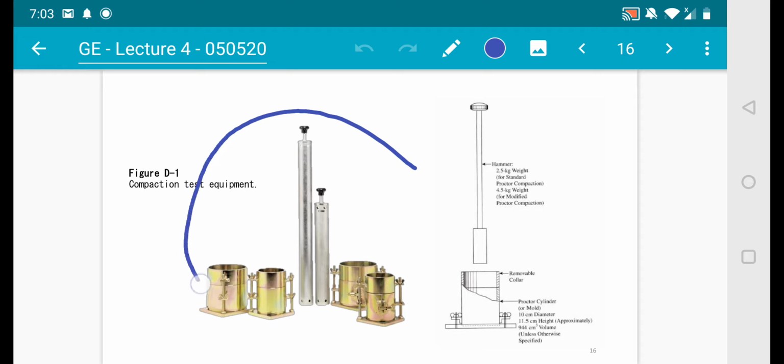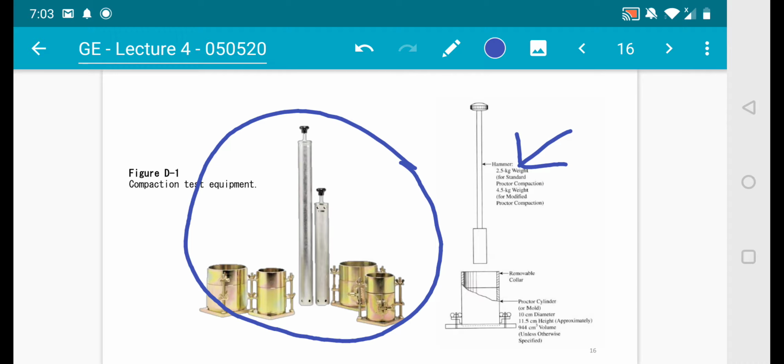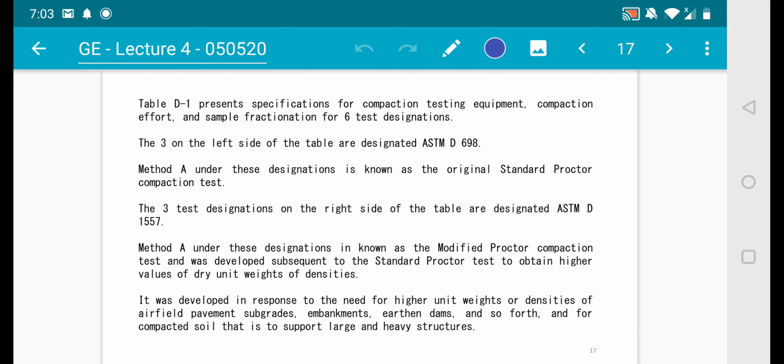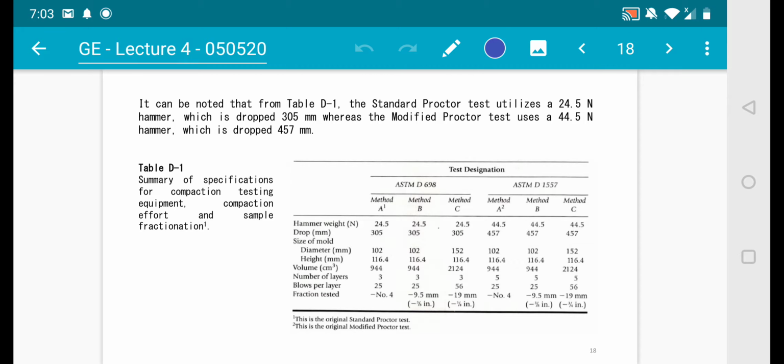So this is the one that you used earlier. You have your hammer, your removable collar and your mold. Basically, you're going to insert soil inside here, compact it, and then you're going to go on to more compaction with the hammer. So let's discuss the most important effect here.